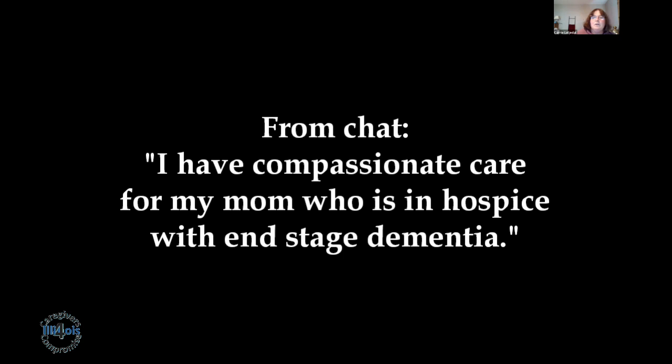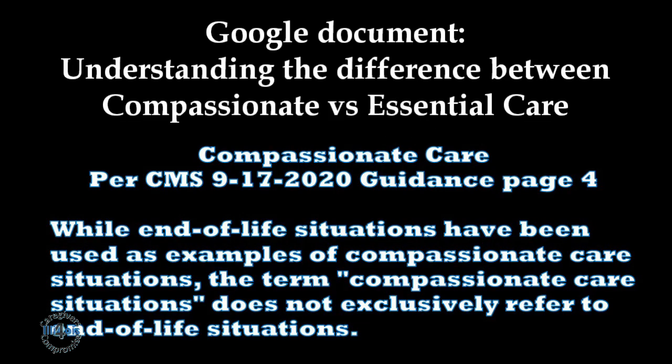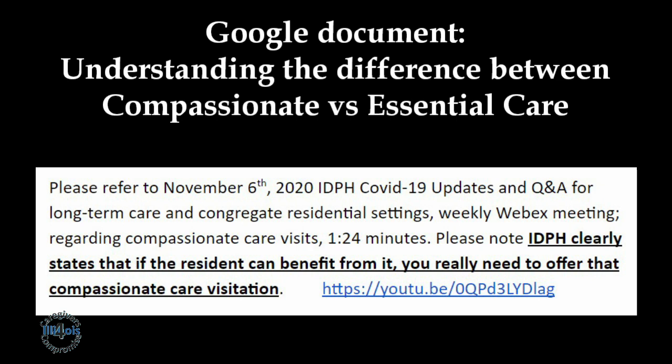Regarding the comment that somebody has compassionate care because they're in an end of life situation: compassionate care under IDPH and CMS guidelines does not mean end of life. It's all documented in these things we're going to give you, especially the YouTube videos, the one from November 6th. IDPH's definition, when you listen to their words, is if it is going to benefit the resident, give them compassionate care. You're going to be hard pressed to find a single person it's not going to benefit.